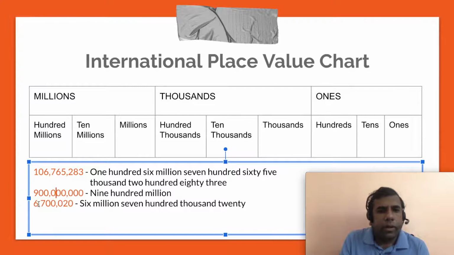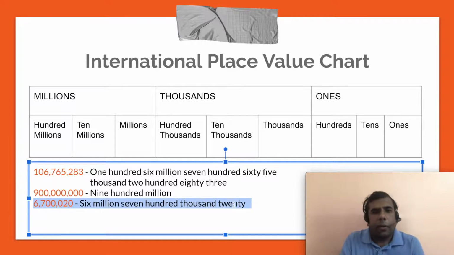This number will be 6 in the millions place, so 6 million. Then the thousands period here is 700, right? 7 in the 100,000s place and 0, 0 for 10,000s and thousands. So 6,700,000, and 0 2 0 will be just 20. So this number is going to be 6,700,020.